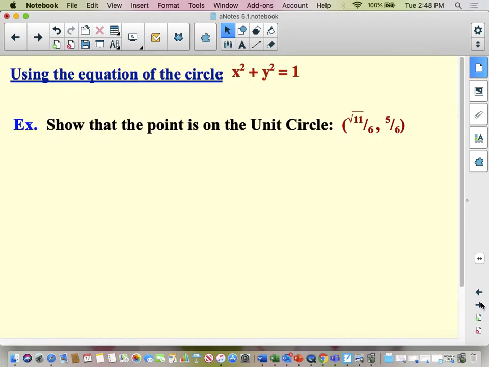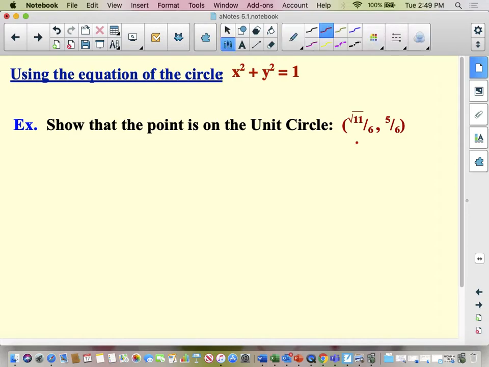All right, on to a little bit more with the unit circle. I did not reference the equation probably to the unit circle, but you should be familiar with the equation of a circle in general. So x squared plus y squared equals 1, specifically for the unit circle, because if you recall, that 1 will give you a radius of 1. So if you're asked to show that a point is on the unit circle, you just need to prove mathematically that x squared plus y squared equals 1.